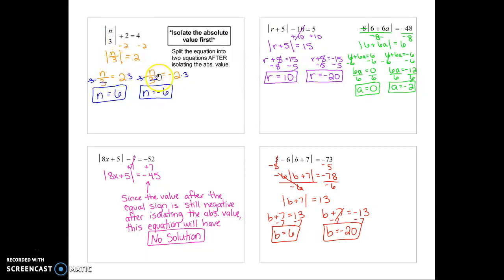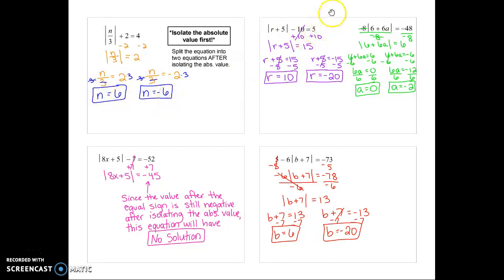Now I can split into two equations. So this n divided by 3 could have been a 2 in there, or n divided by 3 could also be a negative 2. Because again, this is asking you what values have a distance of 2 from 0: 2 or negative 2. Then it's just a one-step equation. In both of them, you multiply by 3 on both sides. You get two answers, n equals 6, n equals -6.